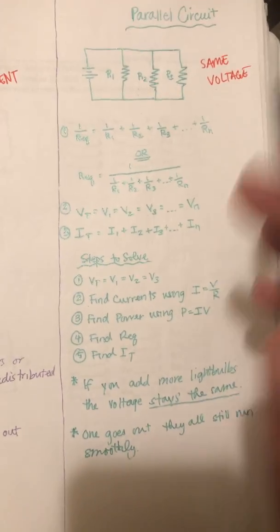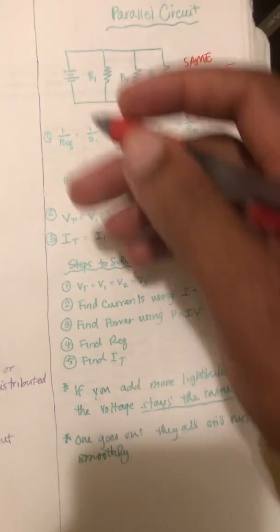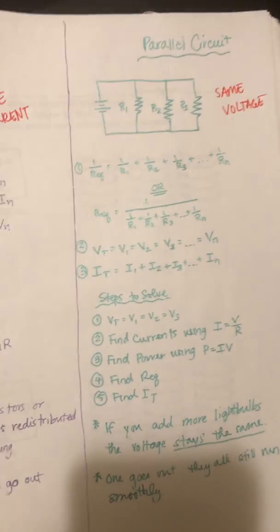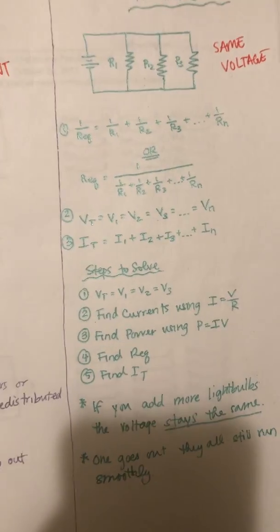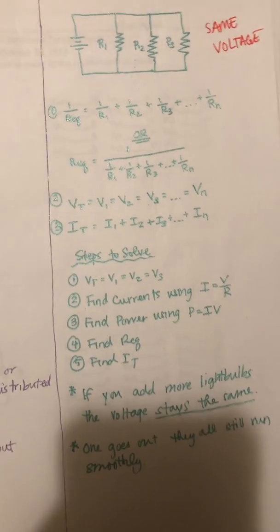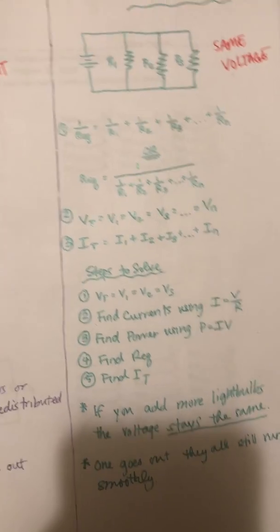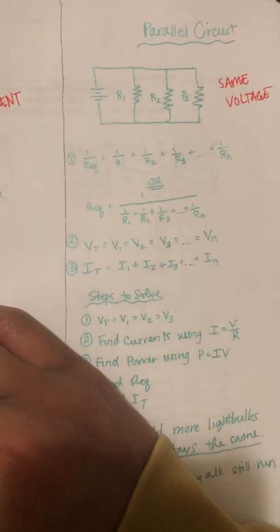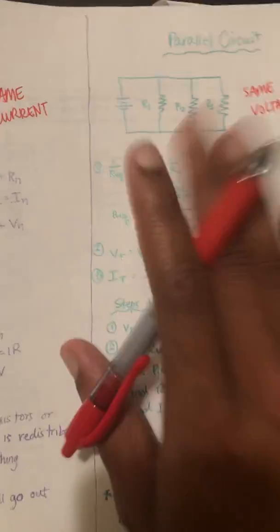All right, and what's interesting about a parallel circuit is if you add more light bulbs, the voltage is going to stay the same. If I were to add another branch, the voltage is the same, so the light bulb is just going to be just as bright as the other ones. It's going to stay the same because the voltage is the same. And another special thing is when one of the light bulbs goes out, it doesn't affect the other ones because it has its own path. That path doesn't affect the path of other elements or resistors or light bulbs. All right? So let's just jump into a problem.